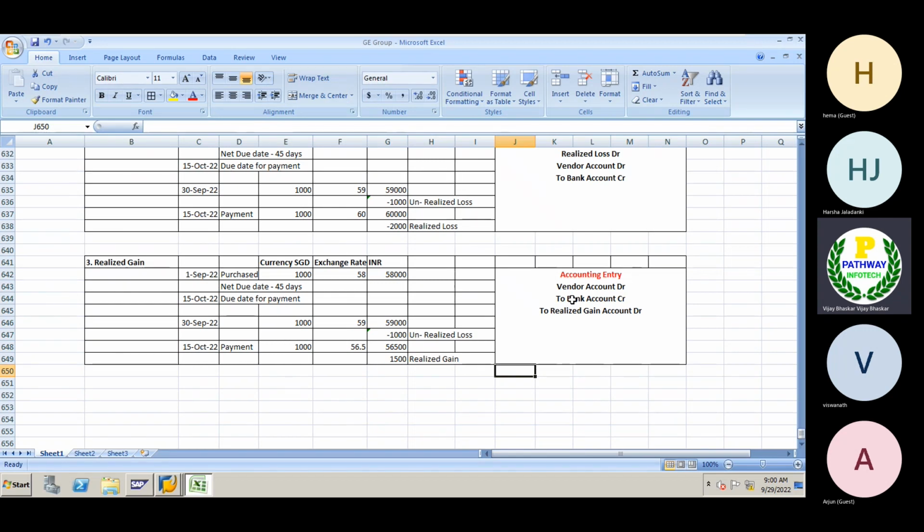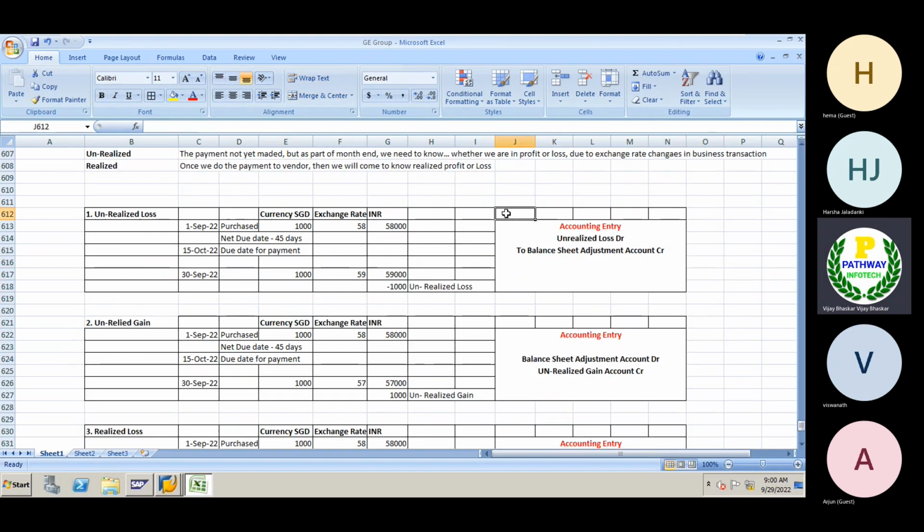Remember, the accounting entries are very important. I'll make this together. Okay, now you can see these accounting entries.